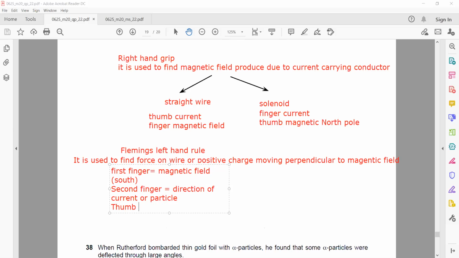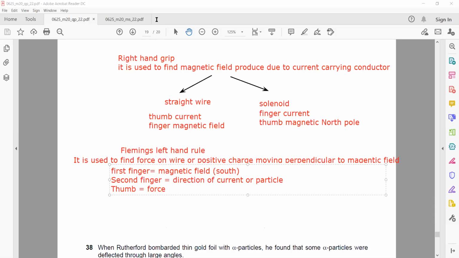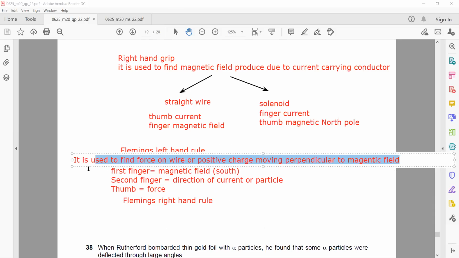And the thumb will represent the force. Then there's another rule which is known as the right hand rule. This right hand rule can be used to find two things. It can be used to find the direction of the current produced due to change in magnetic field, or it can also be used to find the direction of the force. So there are two ways which we can use.